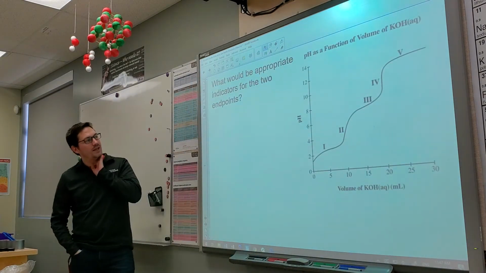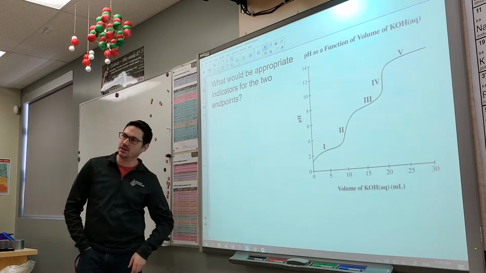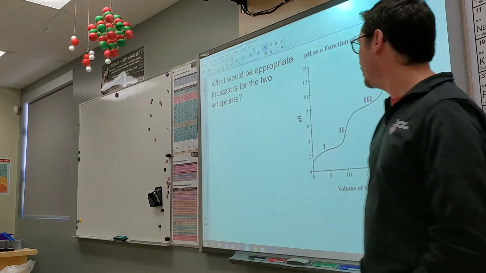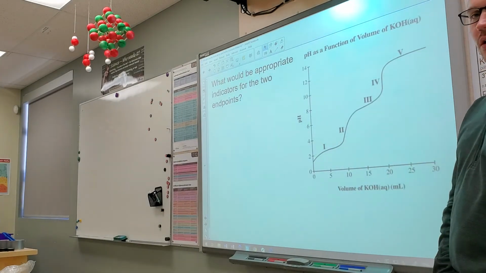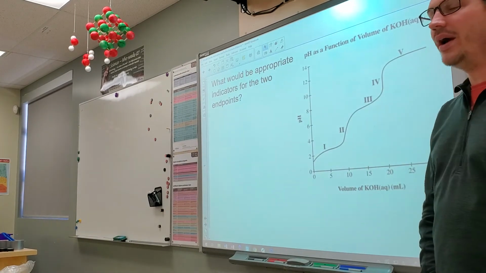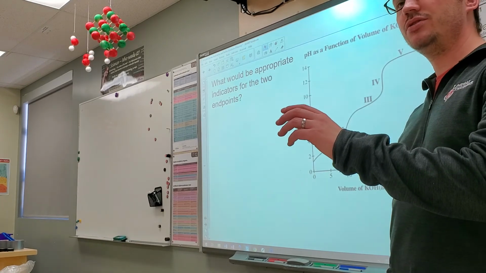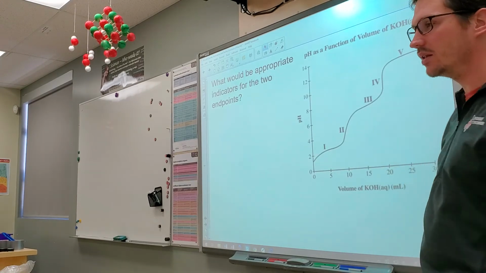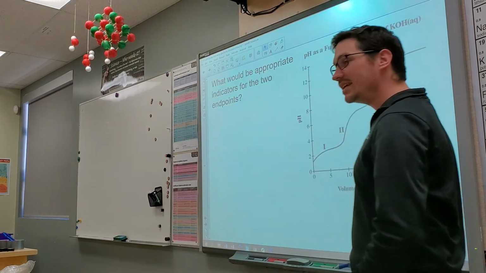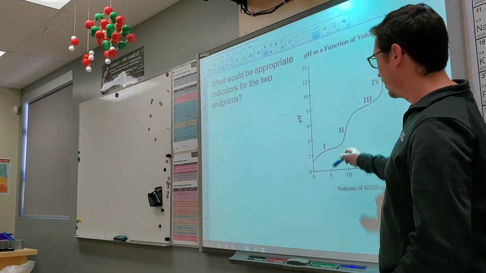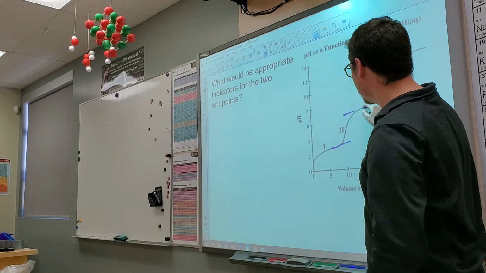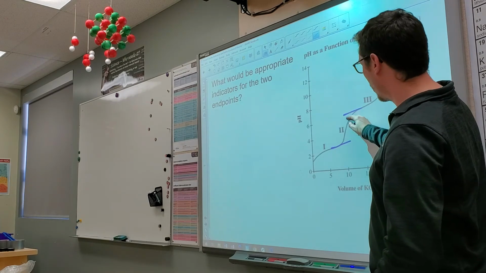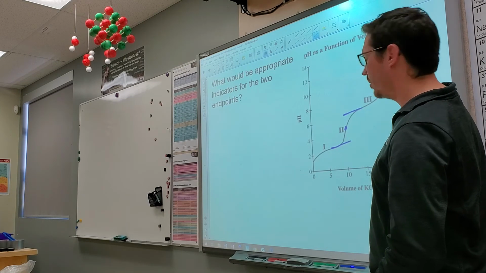What would be appropriate indicators for the two endpoints here? Do you know where the two endpoints are here? The endpoints are always in the middle of the steepest parts of the curve. In the middle of the steepest parts. So I see a steep part here. I'm going to look for the middle of it. So what I like to do is extend that line and extend that line and go halfway in between. What pH is that?